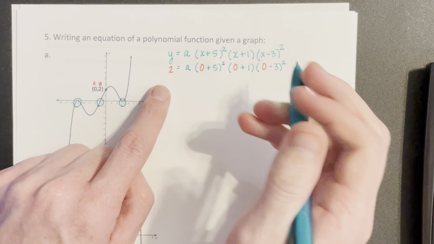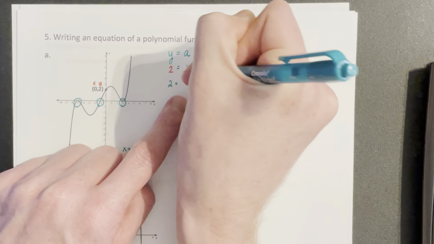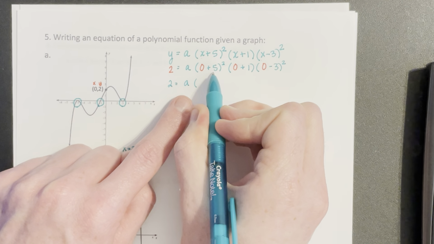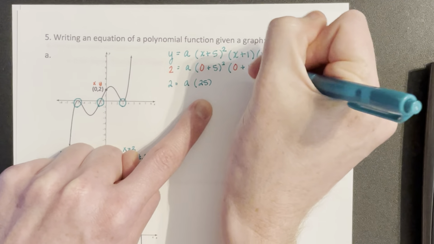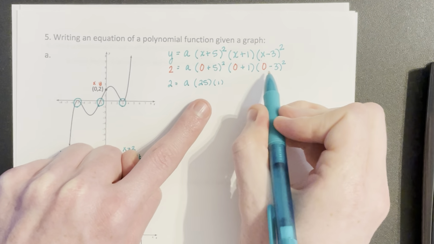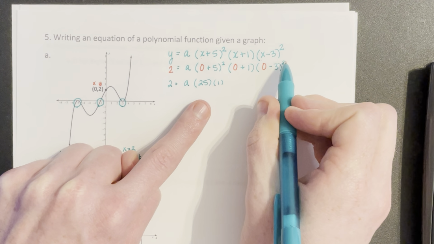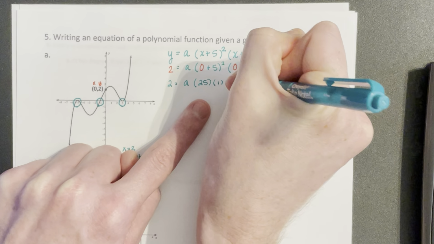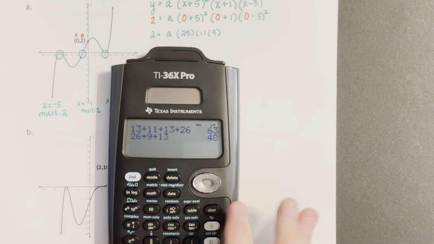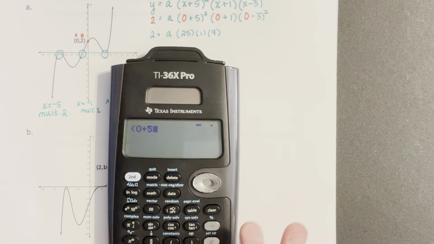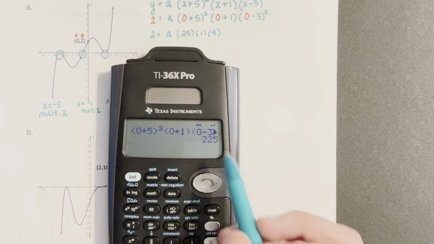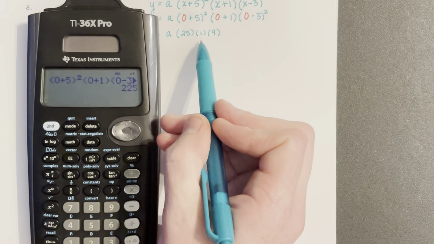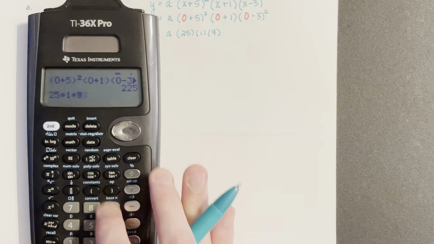Now we have enough information just to simplify. So that'll be 2 equals a times 0 plus 5 is just 5, so 5 squared. That's 25. 0 plus 1 is just 1. And 0 minus 3 is -3, but -3 squared ends up being 9. You could have put that in your calculator and just done parentheses 0 plus 5 squared, 0 plus 1, 0 minus 3 squared. You'll end up getting 225, and that's what I would get if I do 25 times 1 times 9, 225.